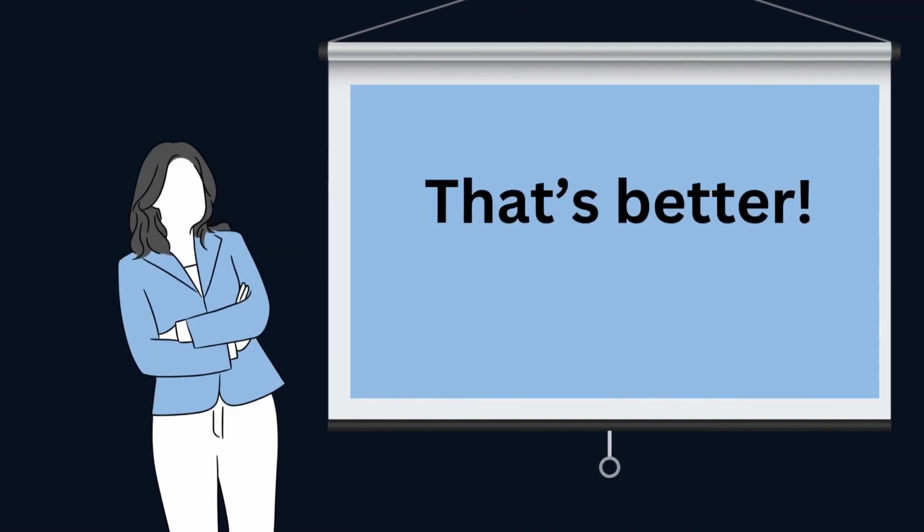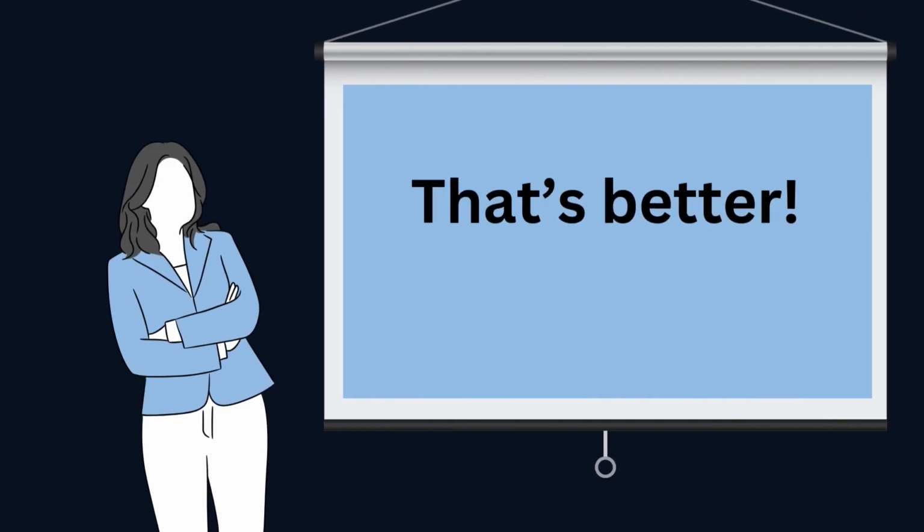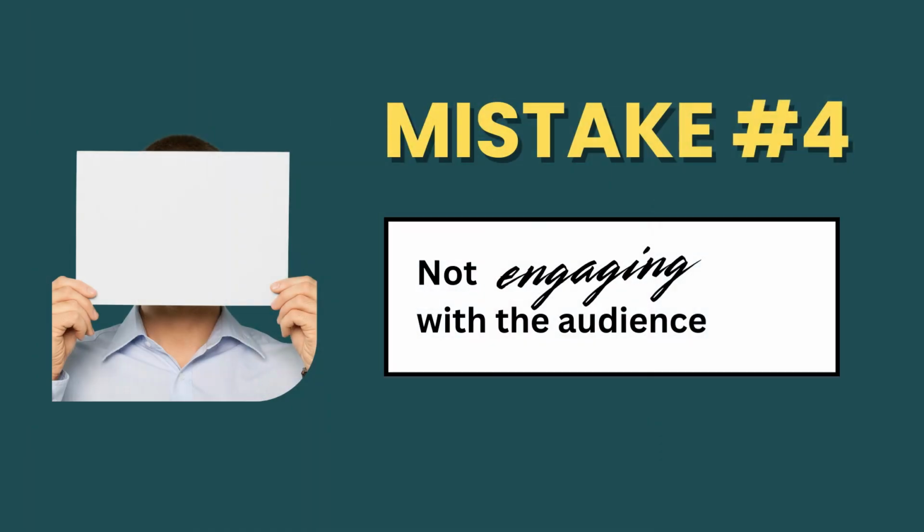Here's the difference. By asking questions, pausing for responses, and involving your audience, you make them active participants. Instead of simply receiving information, they feel heard, connected, and part of the conversation. So mistake number 4 isn't really a mistake, more of an improvement opportunity.